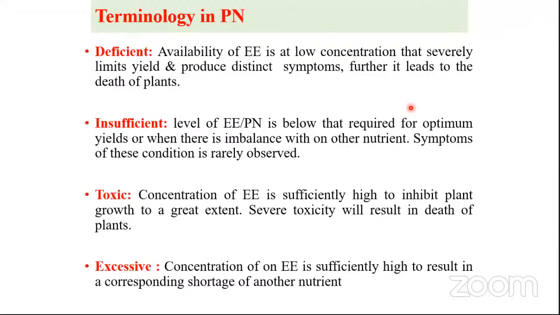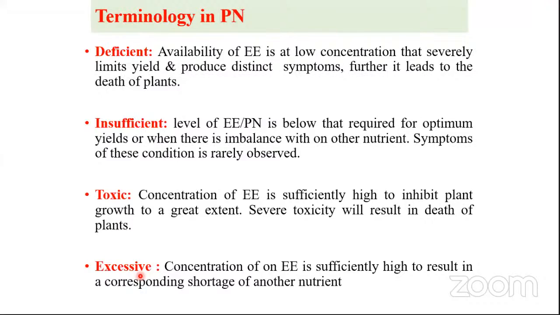But coming to the toxic condition, it is a very extreme case that results in the death of the plant. It is a very high concentration; the availability of nutrients is very high. That's why it leads to the death of the plant. When excessive, the nutrient level is high but not up to the toxic level. The availability results in a corresponding shortage of another nutrient. What happens is that one nutrient will be very high, and due to this high level of that particular nutrient, it will lead to deficiency of another nutrient.